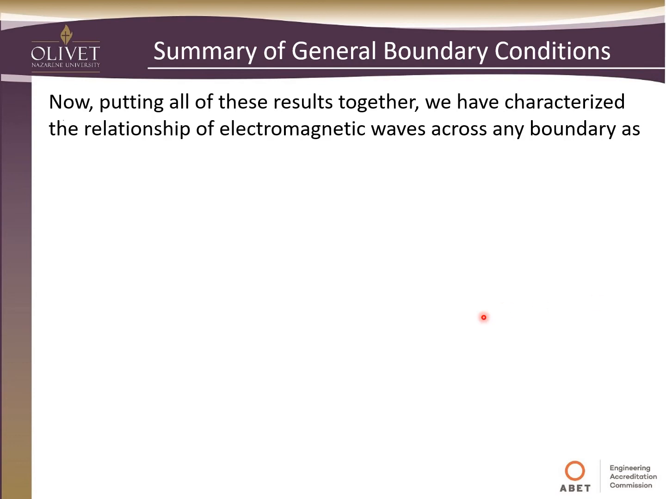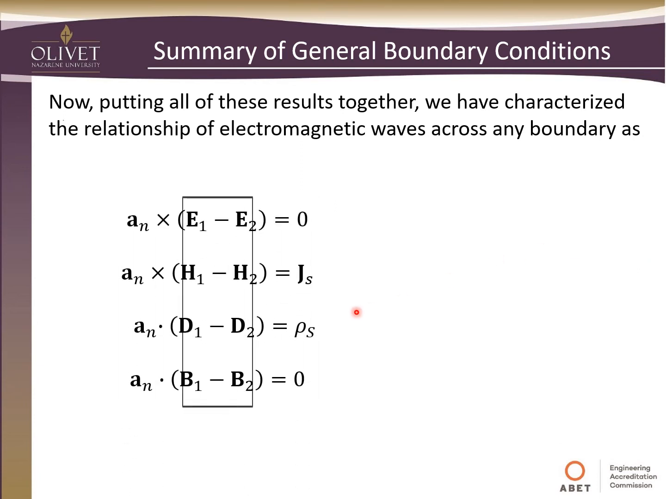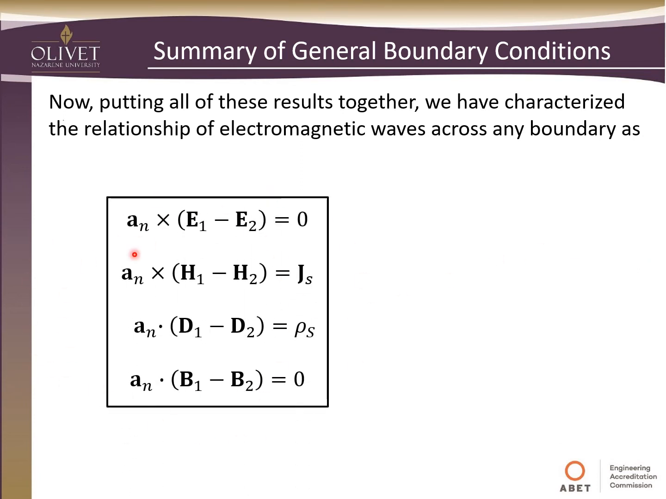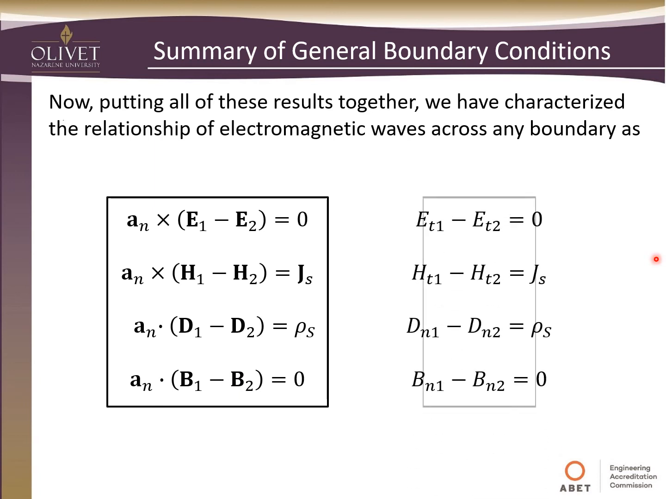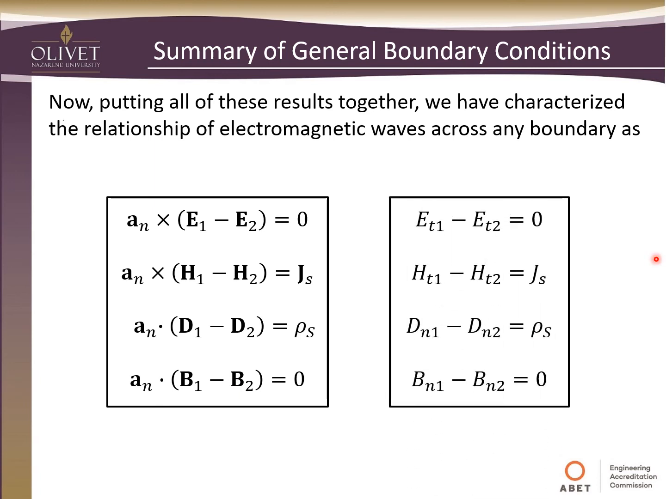Now we put all these results together and we can characterize what's going on with an electromagnetic wave propagating along when it comes across any boundary. This is the general form of what's happening there. This will tell us what's happening with the electric field or certain components of it, components of the magnetic field, in relation to the current, in relation to the displacement current, in relation to charge, and then the magnetic flux density. Of course, we can rewrite that in scalar form, which makes a little more sense to us.